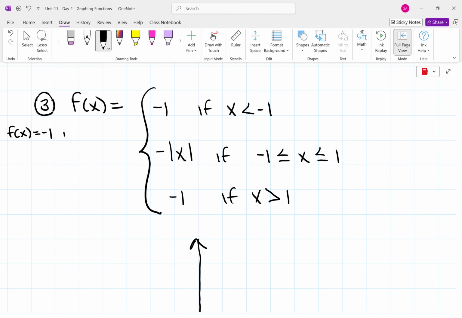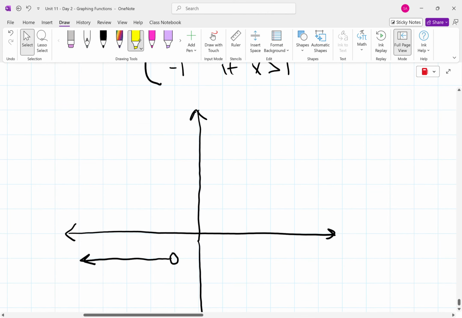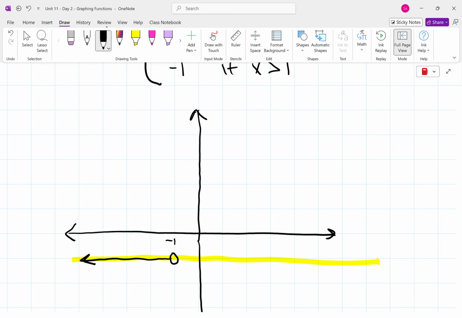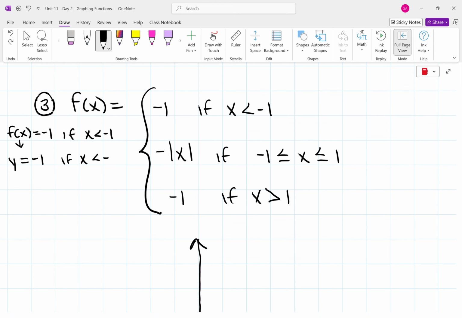So here, see this first part where it says f of x equals -1 if x is less than -1? Well, f of x is interchangeable with y, so y equals -1 if x is less than -1. So y equals -1 is a horizontal line. It's this yellow one right here. But the restriction on this was saying this line only exists where x is less than -1. Well, here's where x is -1, so we're just going to the left of that point.